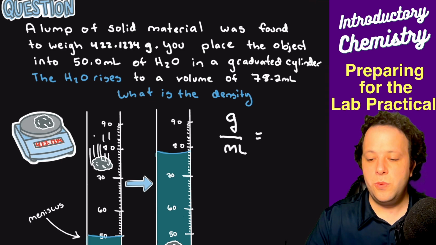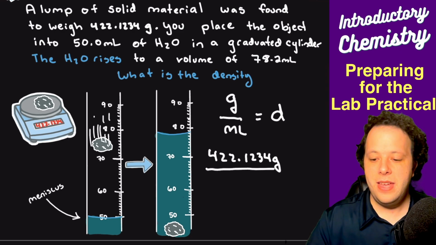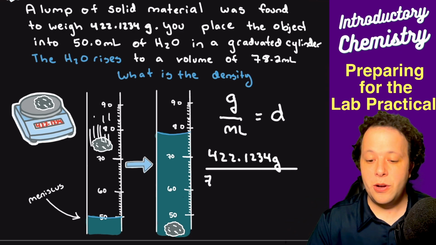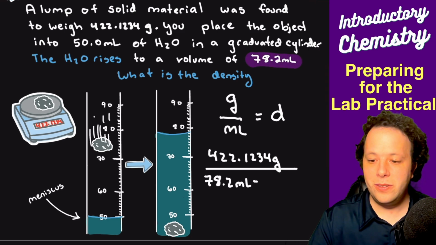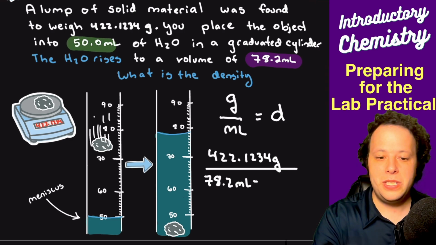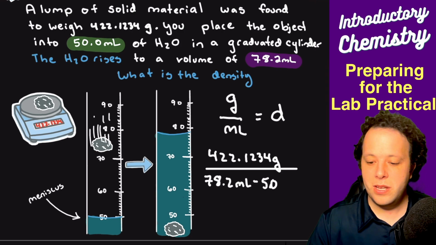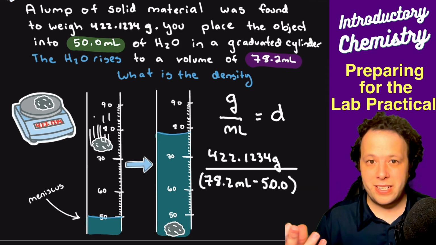So when we are trying to do that, the first thing we're going to do is put that mass that was measured on top. And then we're going to divide it by the displaced volume. Being that it's always final minus initial, we had 78.2 milliliters as our final, right? And then our initial was 50.0 milliliters. So we'll put those in our denominator, and that's something that's going to be subtracted.